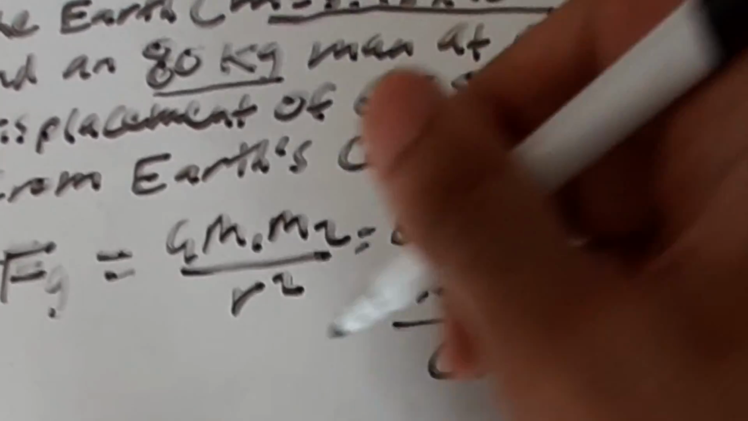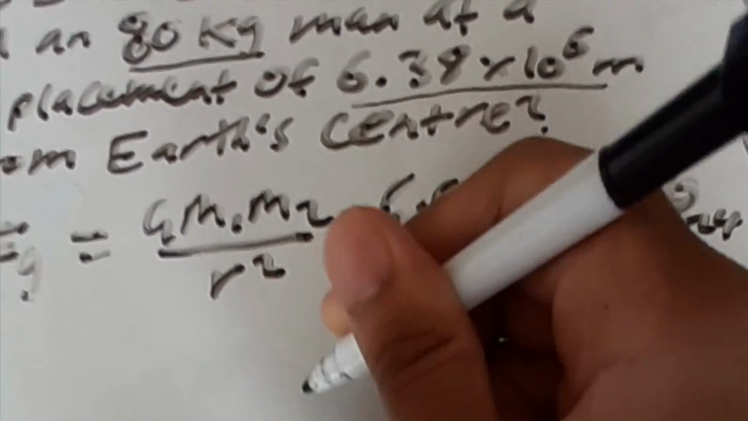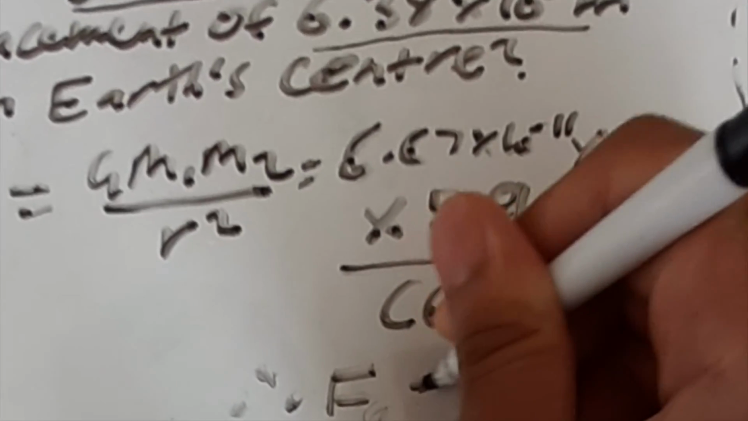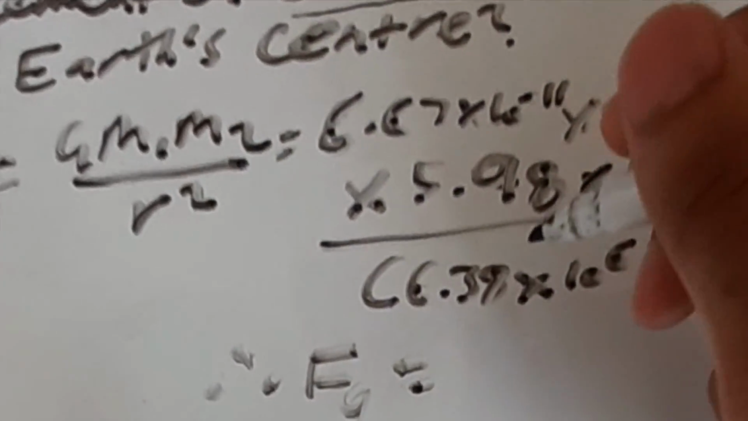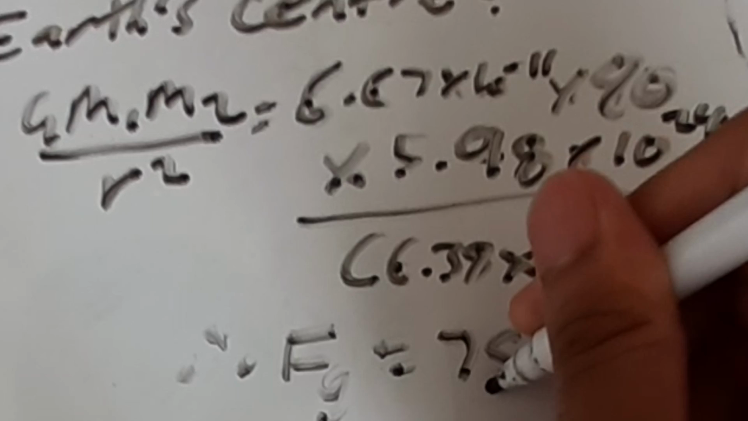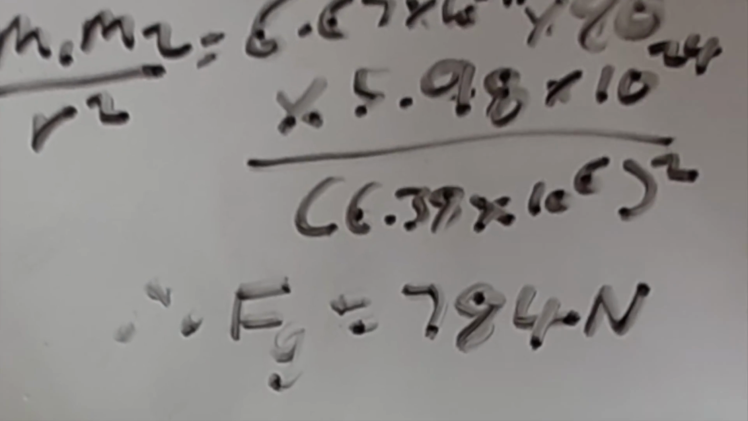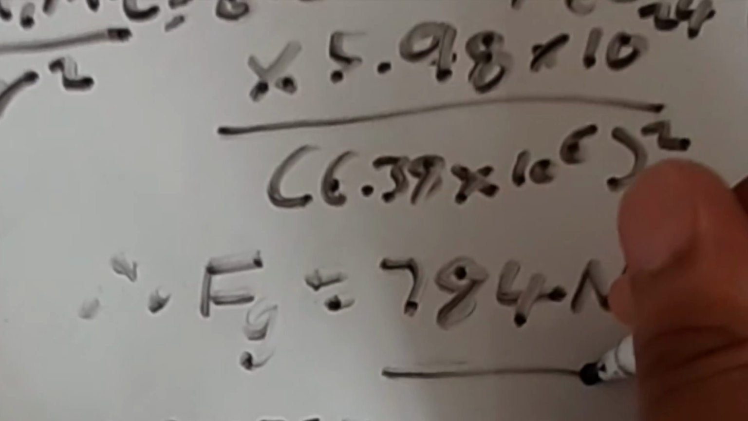This now simplifies down to, therefore, Fg is equal to 784 newtons with the direction of attraction, which is the final answer.